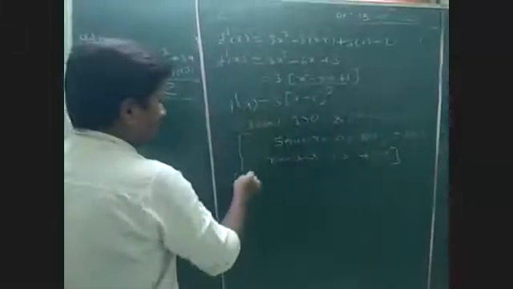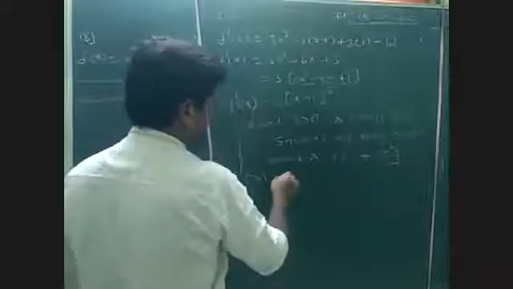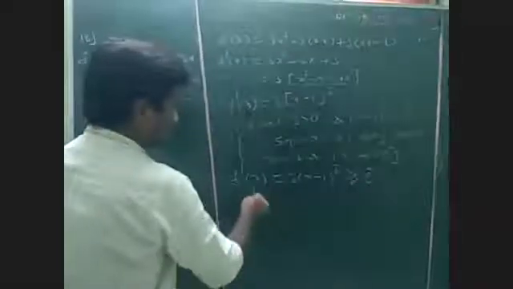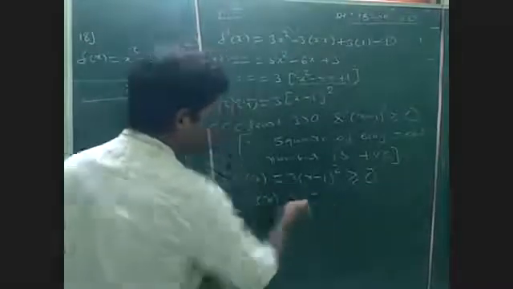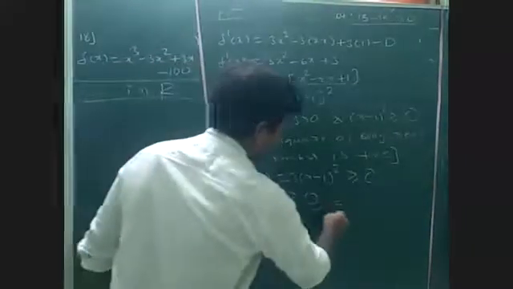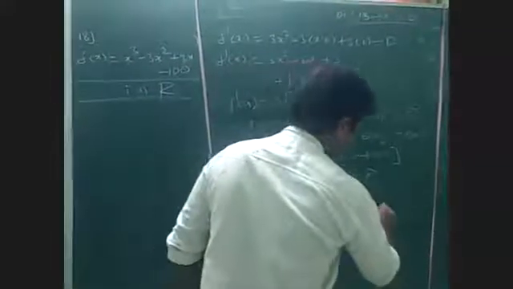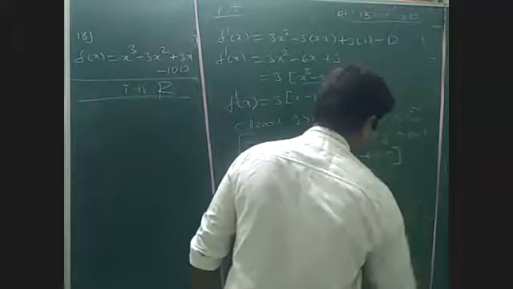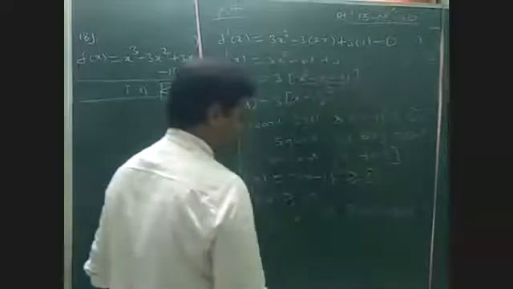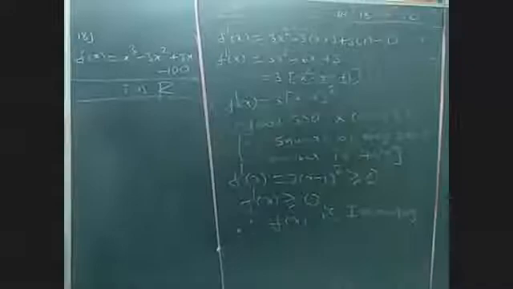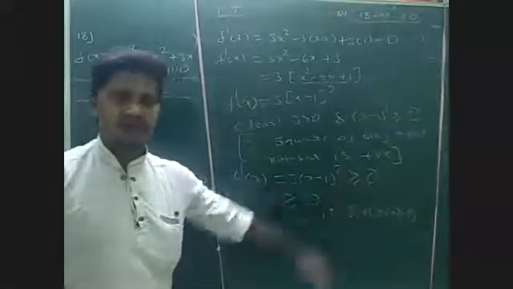Okay, so now both will be, so f dash of x is equal to 3 into x minus 1 whole square, which is greater than or equal to 0. So f dash of x is greater than or equal to 0. Whenever it is greater than or equal to 0, therefore f of x is increasing, not strictly increasing. Increasing function. The given function is always increasing.